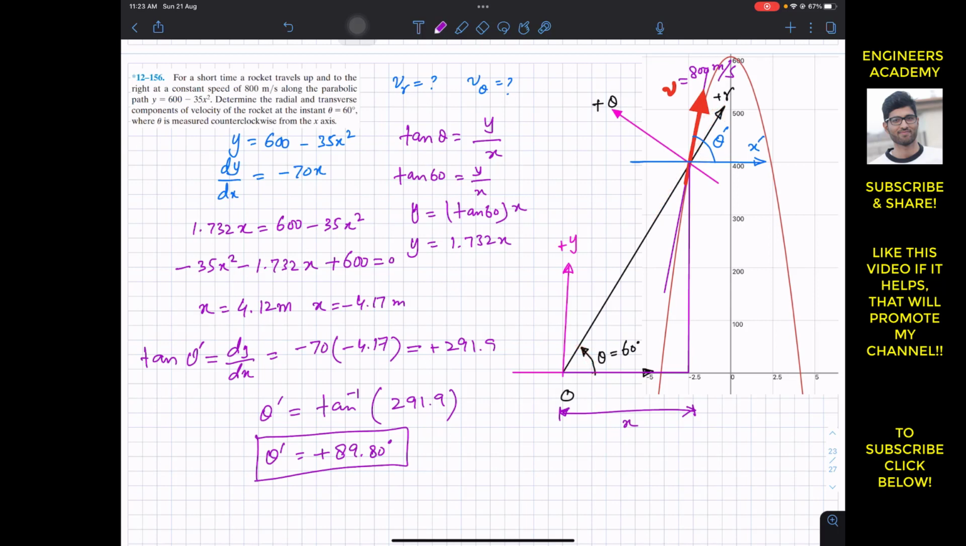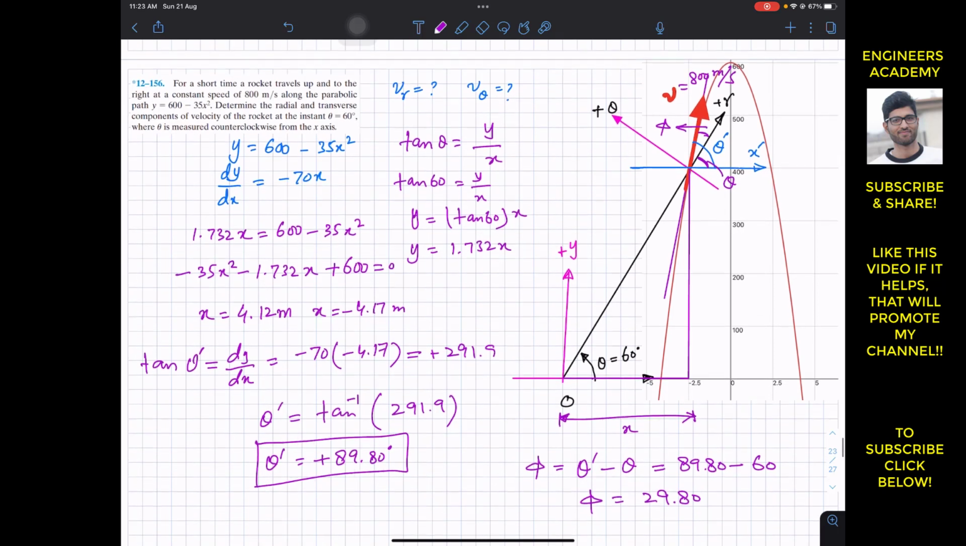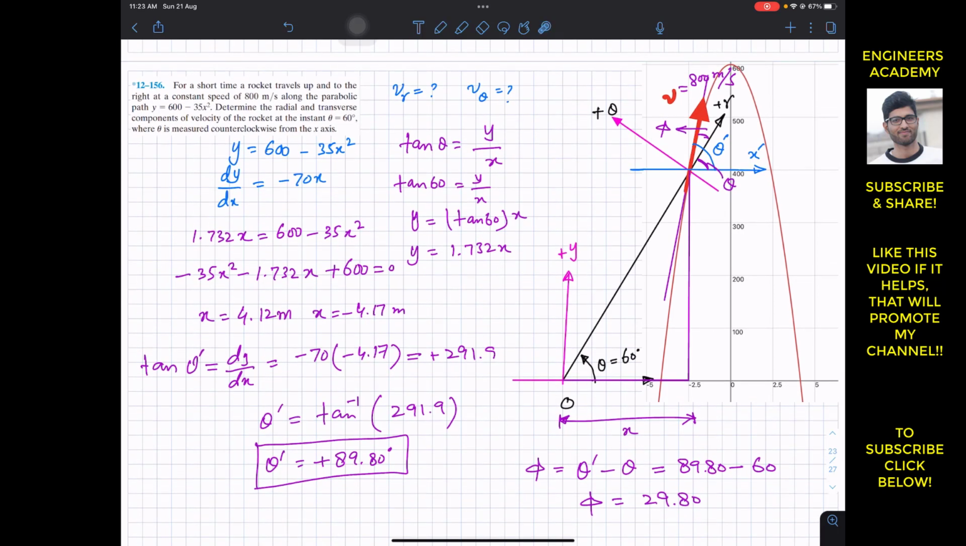So let's say that this is that angle theta. And we are interested to find the angle of this velocity with the radial axis. So what will be the angle of this velocity with the radial axis? Let's say that this angle is phi. So now we can say that phi is equal to theta dash minus theta, and theta dash is 89.80 and theta is 60. So phi will be equal to 29.80.